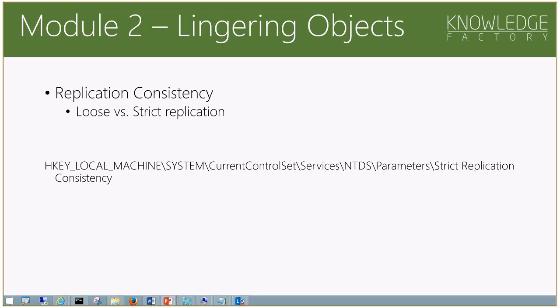Strict replication consistency. Because of the issues described earlier, the default setting is strict. This means that the inbound replication per naming context will be blocked when a domain controller receives an update to an object that it doesn't have. Replication is halted in the naming context for the object until the lingering object is removed or the replication mode is set to loose.